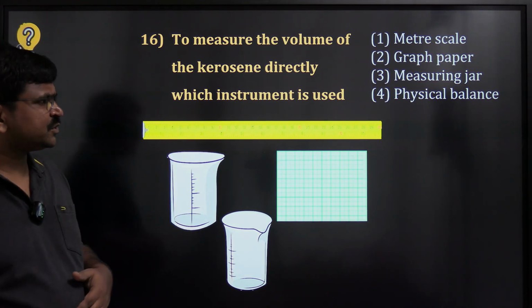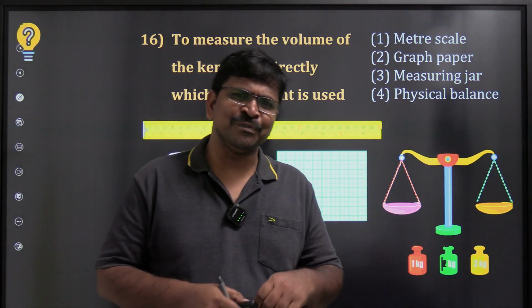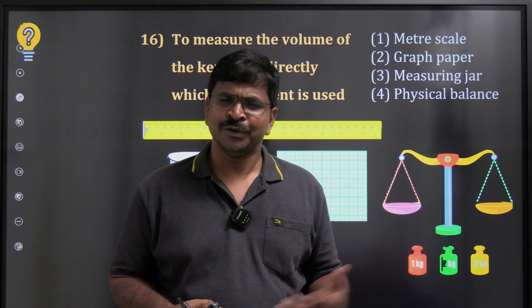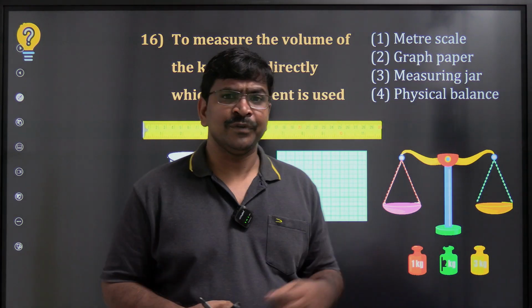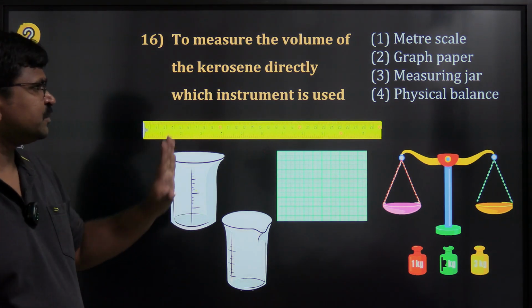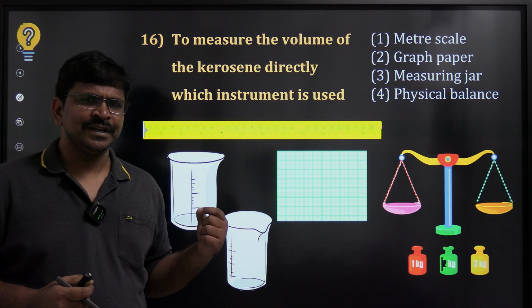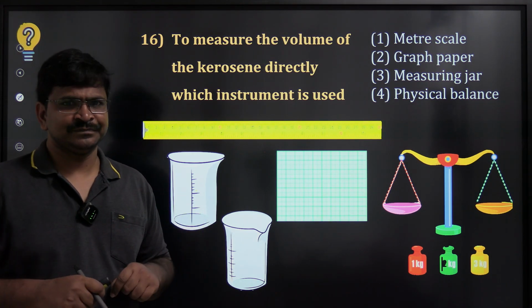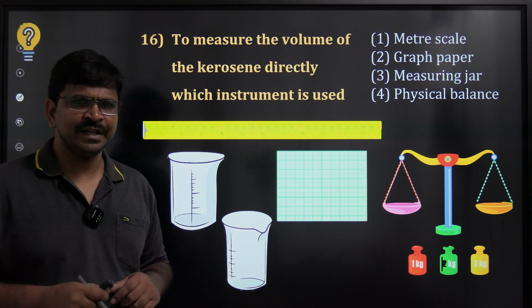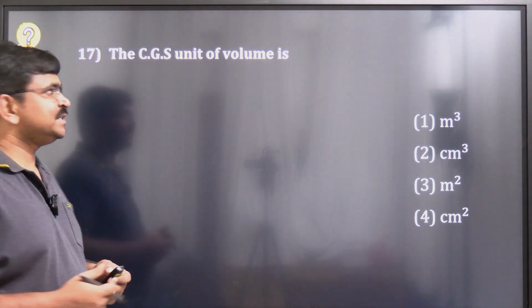And let me take the last one, physical balance. See, physical balance is used to measure the weight of a substance. So this is also not fit for the question. So now I hope you understand. Out of the 4 options given, this measuring jar will be our right choice for the instrument with which we can measure the volume of the kerosene. Correct?